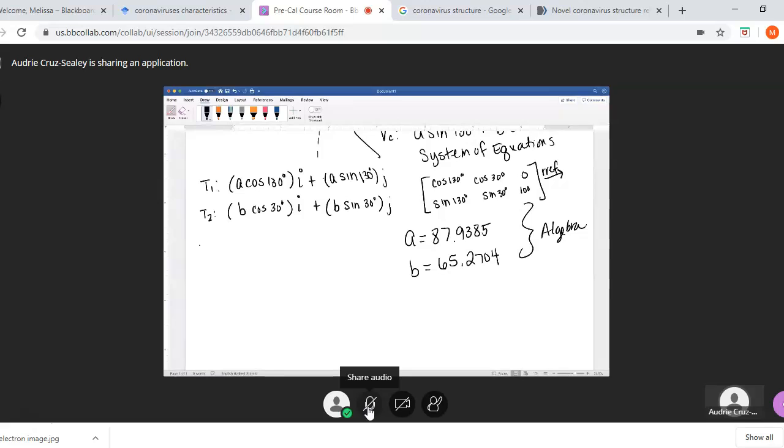So someone do 87.9385, because that's what I think A is, and times that by cosine of 130. And that'll be your I component. Plus the 87.9385 times that by sine of 130. And that'll be your J component. So let's see what T1 ends up being.